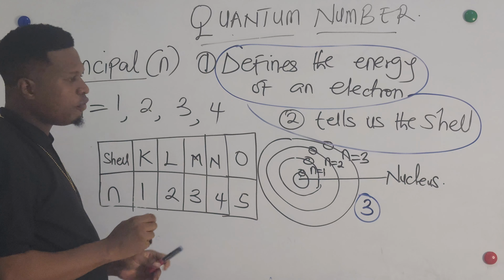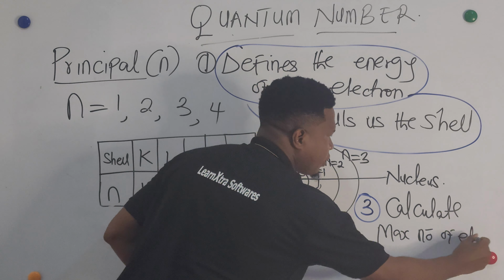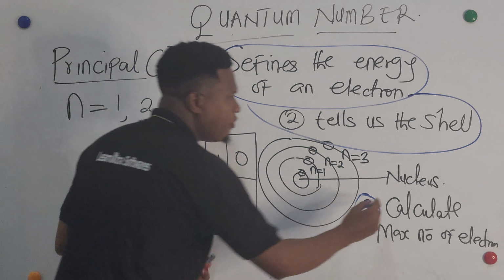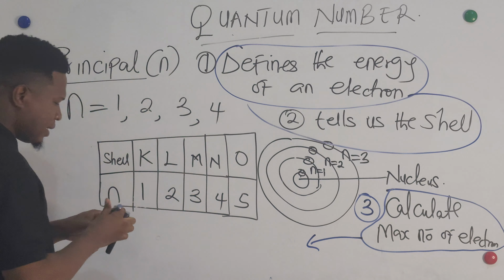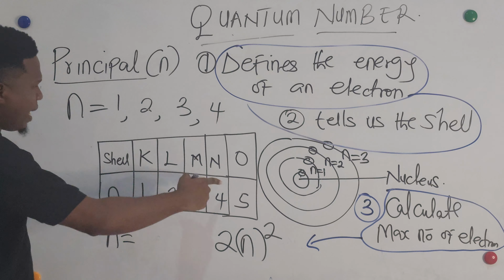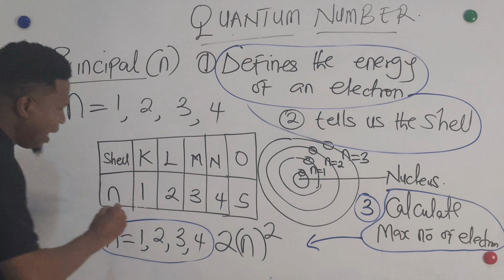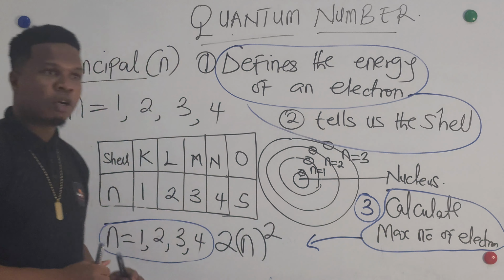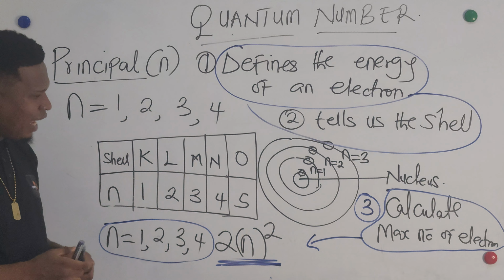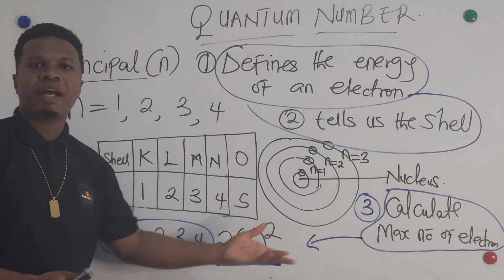Number 3, the last important function is that it is used to calculate the maximum number of electrons. It is used to evaluate the maximum number of electrons using a formula. Take note, the formula we use to do this is given as 2n squared, where n are quantum numbers ranging from 1, 2, 3, 4. So if I know the value of n, I can work out the maximum number of electrons in a shell using this formula. This formula is very, very important. Note it down. Whenever you are asked to calculate the maximum number of electrons in a shell and the principal quantum number is given to you, you can find the maximum number of electrons.